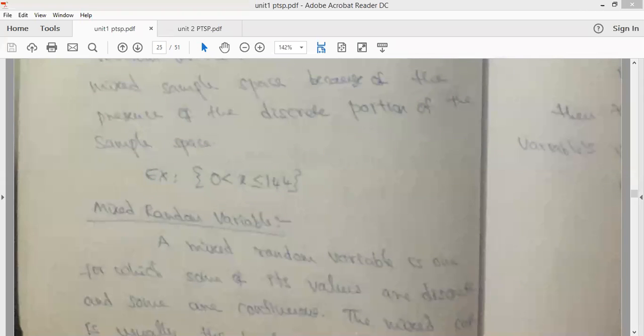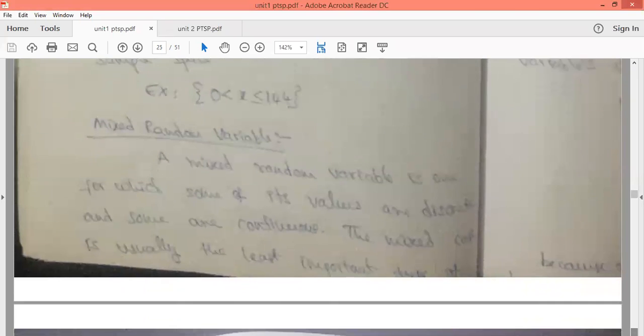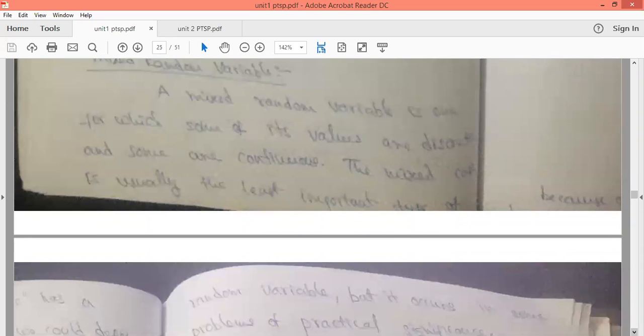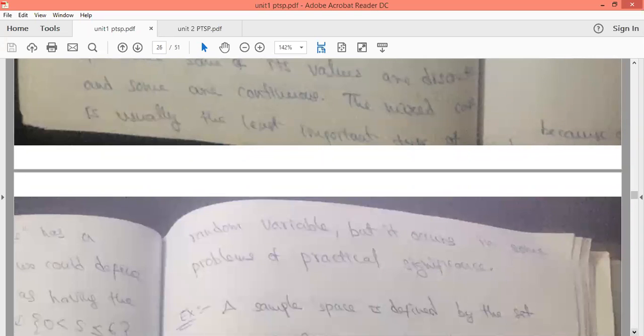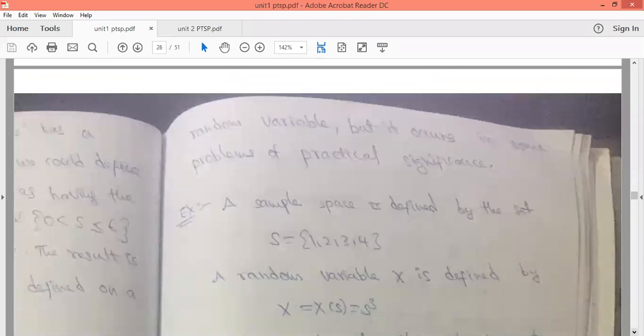Now we'll have the mixed random variable. What is a mixed random variable? It has both continuous and discrete elements: some of the elements are continuous and some are discrete in nature. These mixed random variables are the least important type of random variable. In most cases we don't use them. Only in some practical situations will we get this type of random variable.